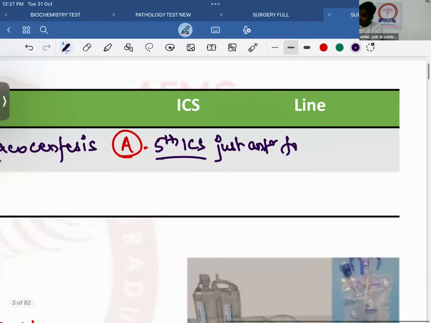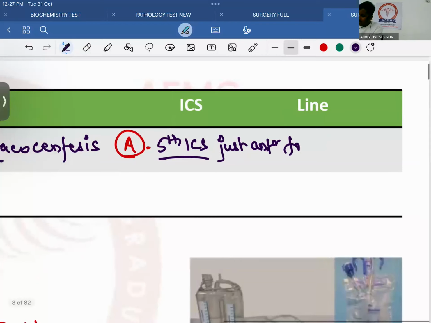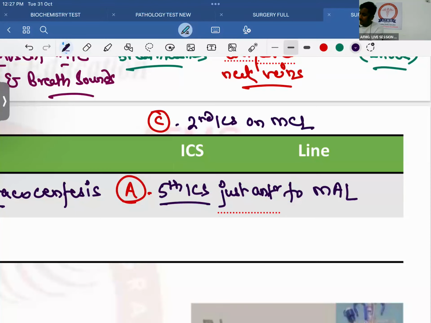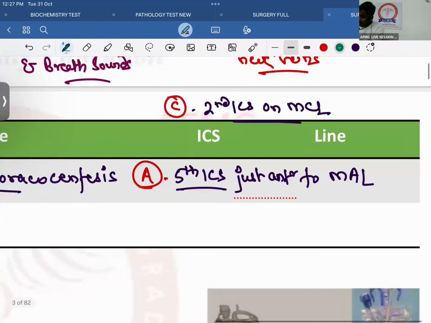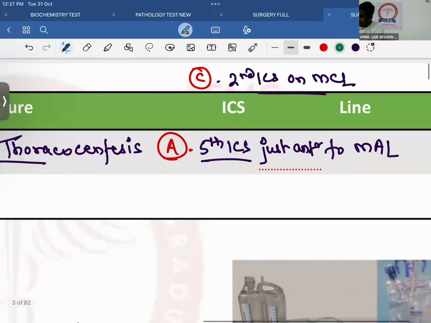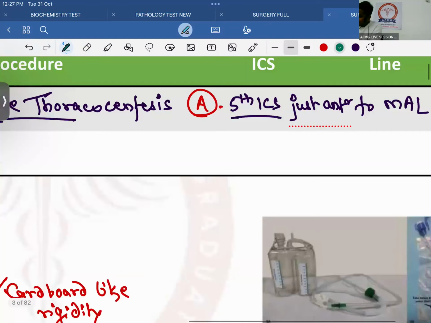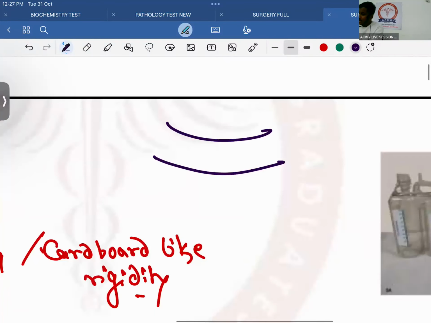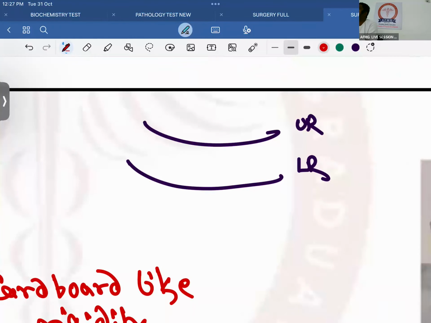But if they ask you about a child, beta, very good. In a child it is the second intercostal space. On which line? On the mid clavicular line. Very good. Important, if I ask you, beta, this is a recent question, FMG July examination. Now this is my upper lip, this is my lower lip. Please tell me, should I insert the needle on the upper border of the upper rib, upper border of the lower rib, lower border of the lower rib, or lower border of the upper rib?